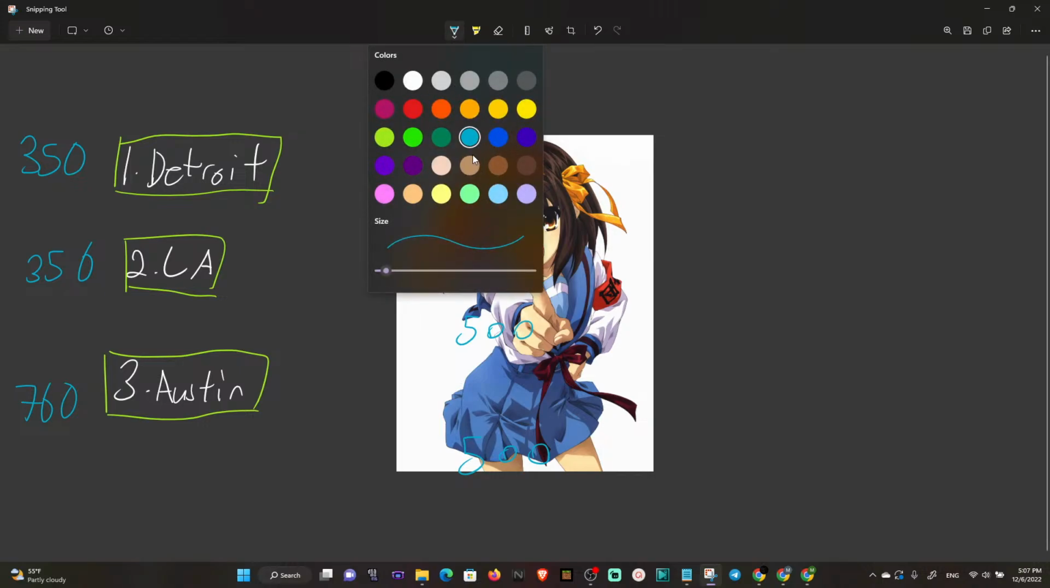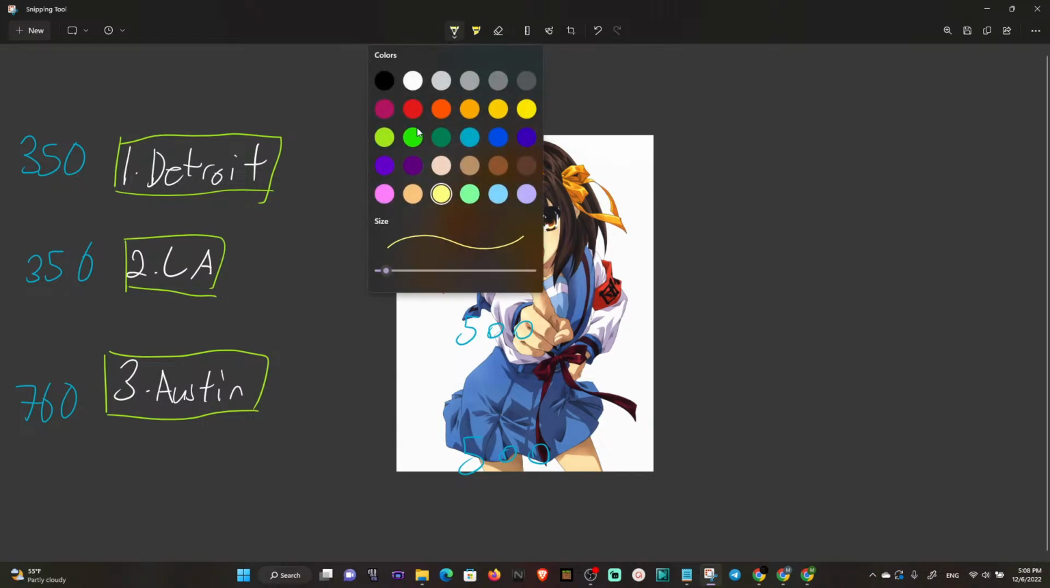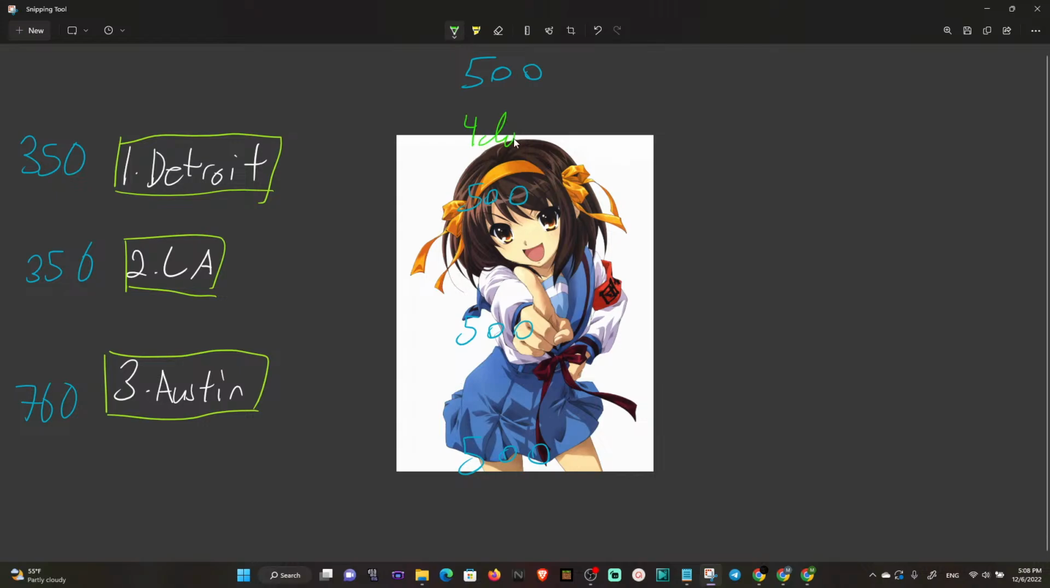Then for the next group we'll use pastel yellow, which will be 4, Iowa. I apparently cannot see pastel yellow, so we're going to use bright green for Iowa. Then 500 for Maryland, which will be 5, Maryland. Then we will have 6 for Idaho, and 7 for Arkansas.